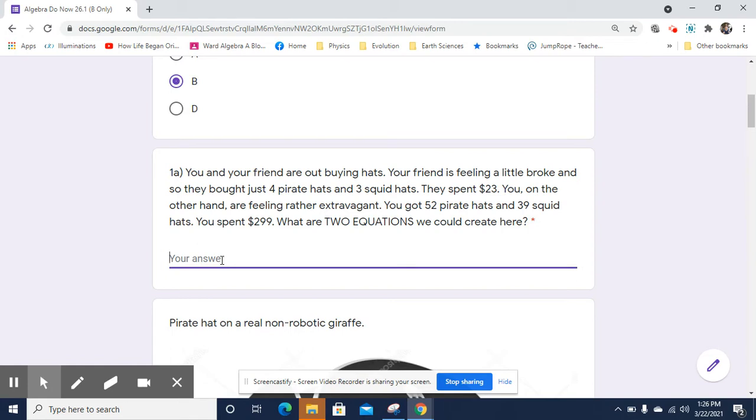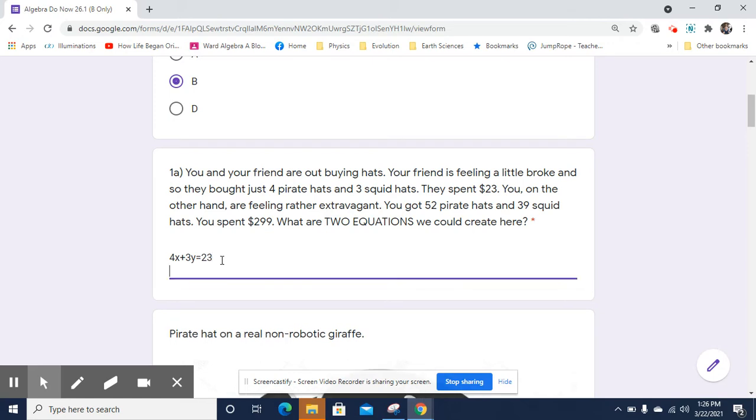So we're going to have a standard form for your friend: 4 times the price of pirate hats, which I'm calling X, plus 3 times the price of squid hats, which I'm calling Y, and that's going to equal 23. Now, your equation for your shopping spree is 52 times the price of pirate hats plus 39 times the price of squid hats equals $299.